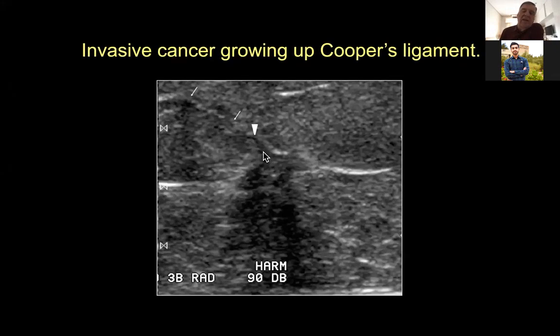Now, you can get invasion up Cooper's ligament. The anterior mammary fascia creates a pretty tough border between the subcutaneous fat and the mammary zone. But at the base of each Cooper's ligament, there's a hole in the anterior mammary fascia. In fact, a Cooper's ligament is made of two layers of anterior mammary fascia that are loosely attached to each other. So cancer can grow up the base of Cooper's ligament. If you find a Cooper's ligament in the subcutaneous fat as a hyperechoic line and you trace it posteriorly to where it intersects the surface, that's where we find our angles.